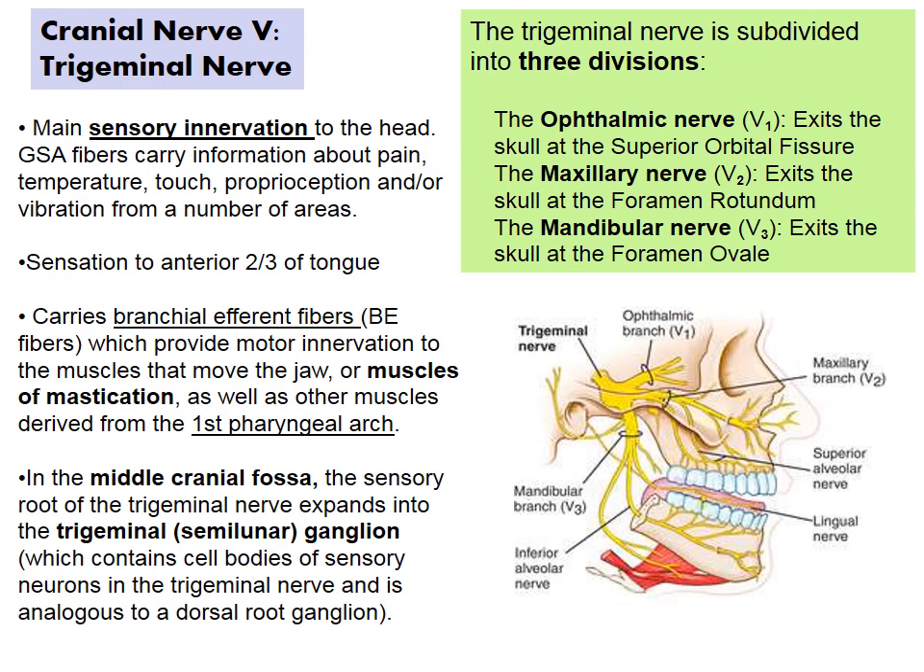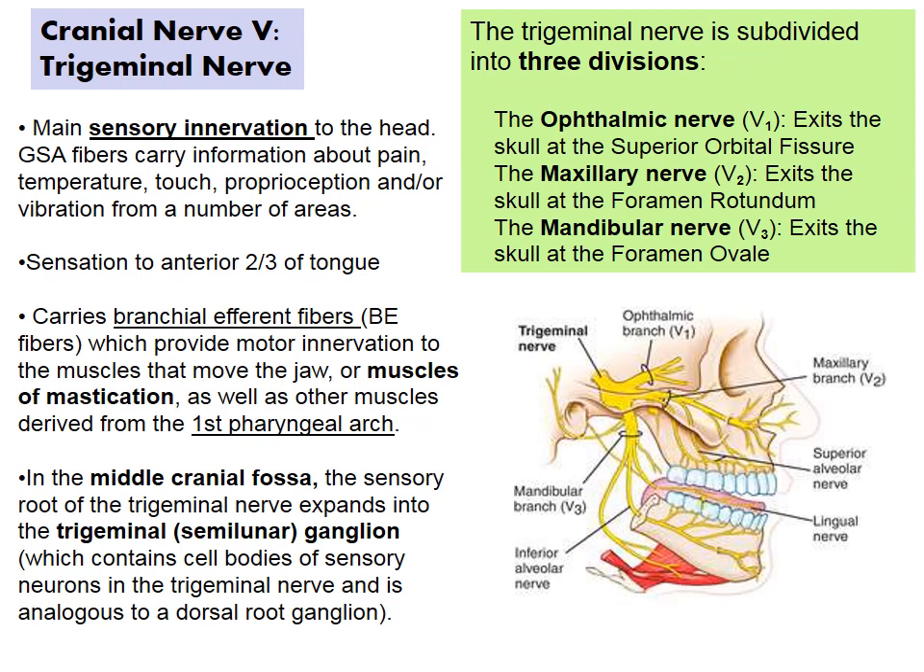The trigeminal nerve has several very important functions. First, it provides sensory information to the head, including pain, temperature, touch, proprioception, and/or vibration from a number of areas. It also carries branchial efferent fibers, which provide motor innervation to the muscles that move the jaw, also known as the muscles of mastication, as well as other muscles derived from the first pharyngeal arch. So here we have our first muscle derived from the pharyngeal arch.